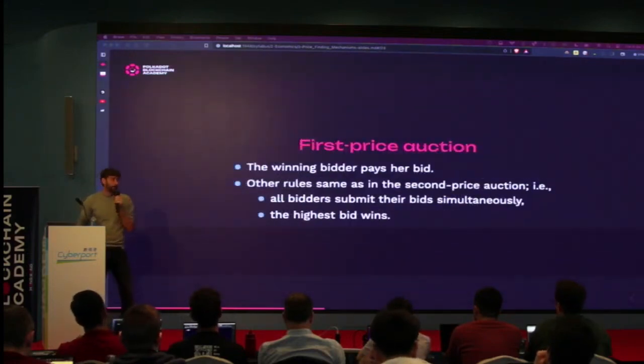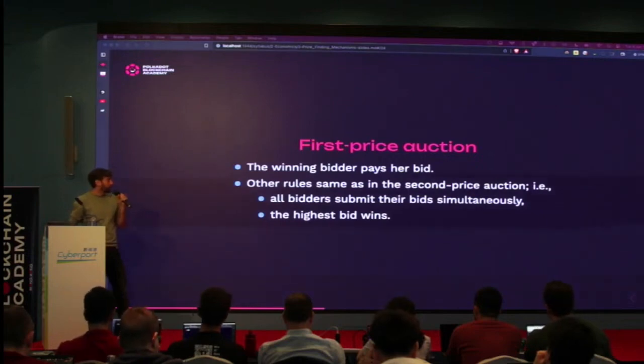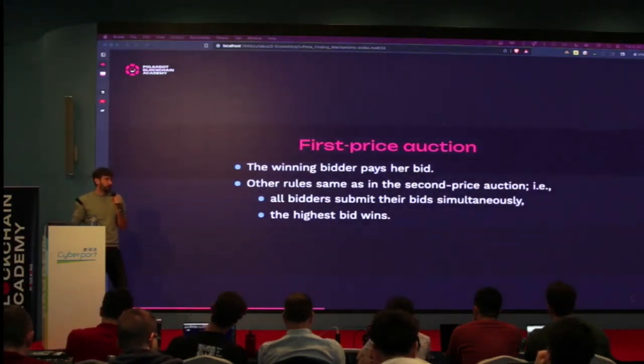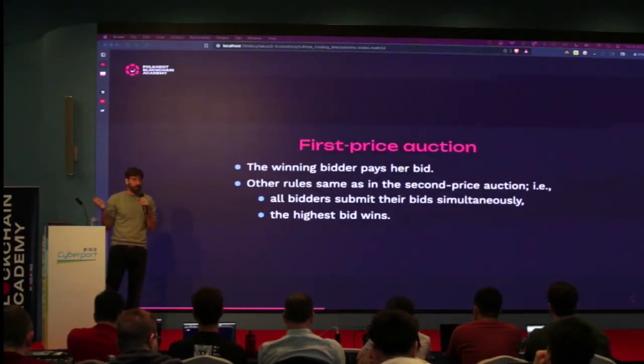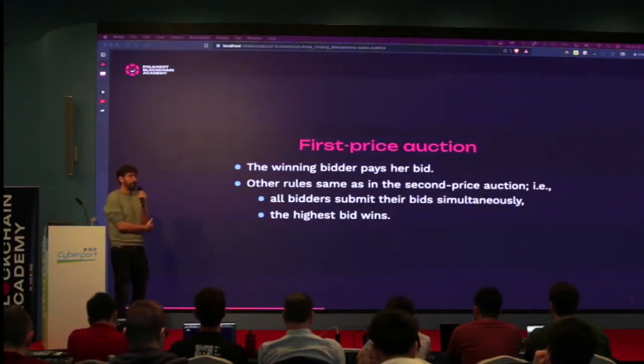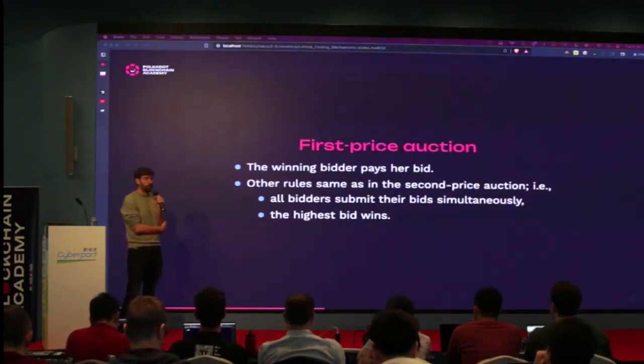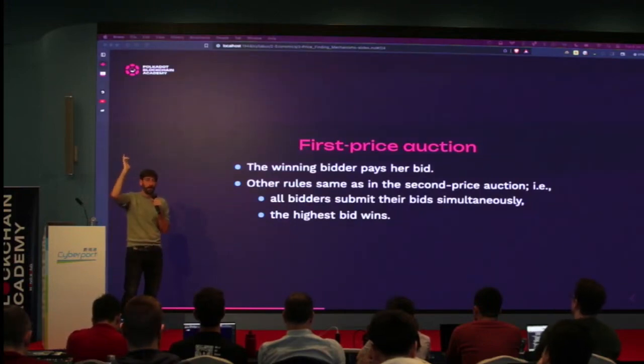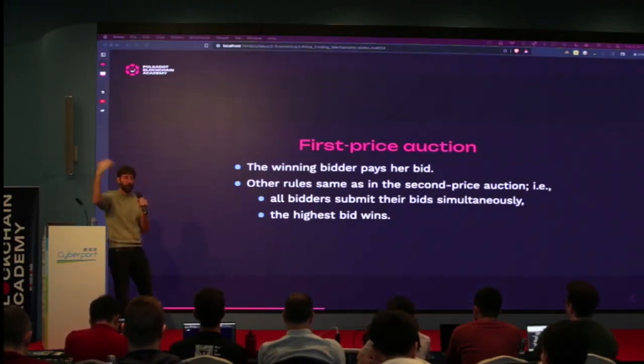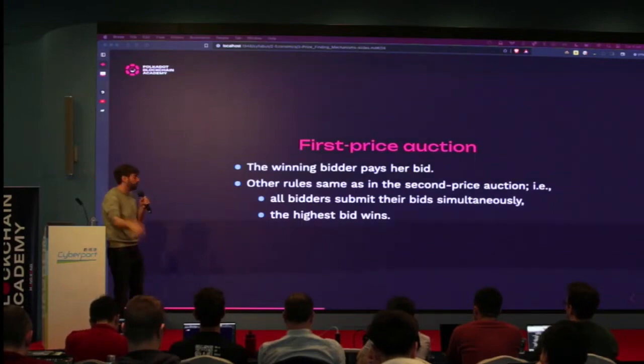Let's look at the first price auction. And this is, in a way, the much more intuitive auction format, right? This is what we see, I think, mostly in, I don't know how it is today, but in eBay, or like it's very intuitive. You bid something, you say, I'm willing to bid 20, and then you win the good, and you get it for 20, right?